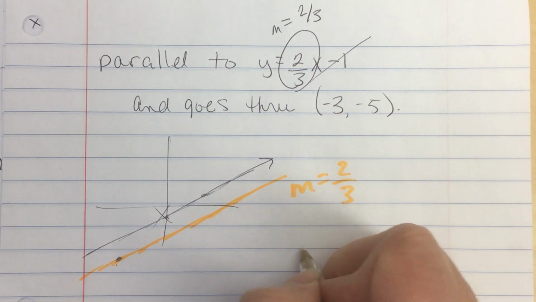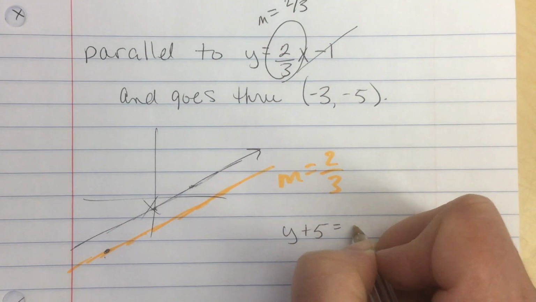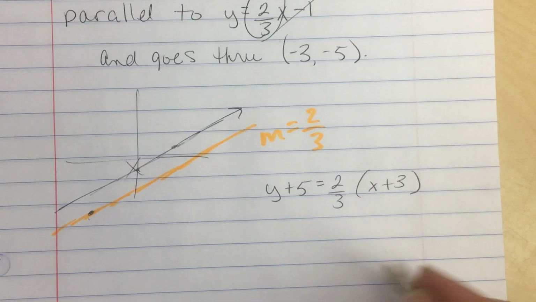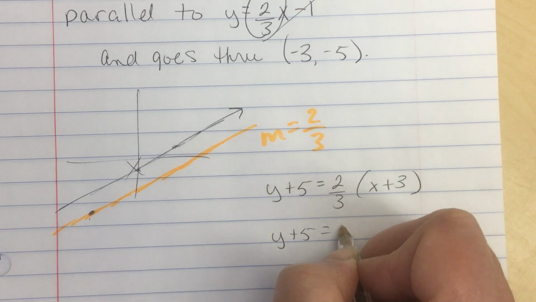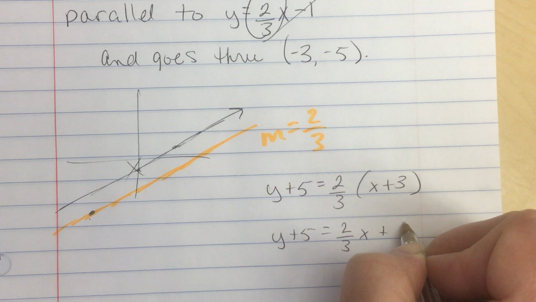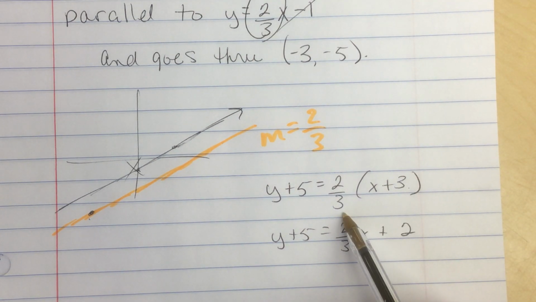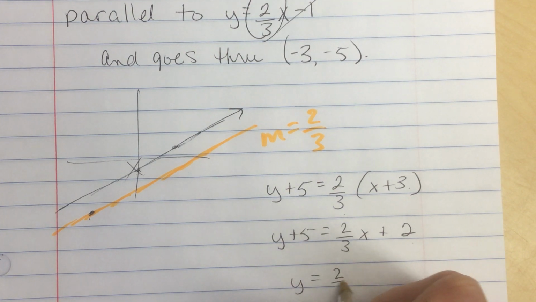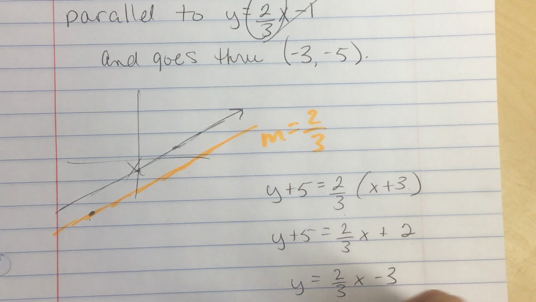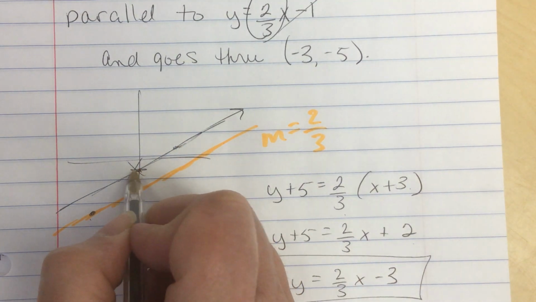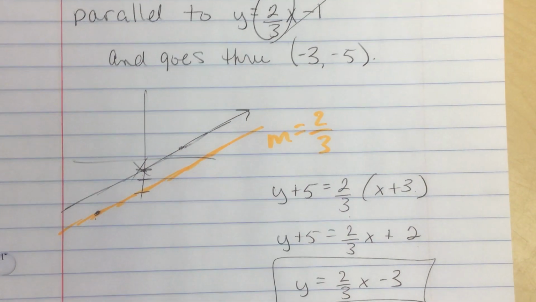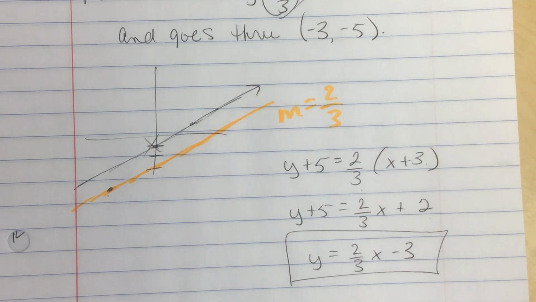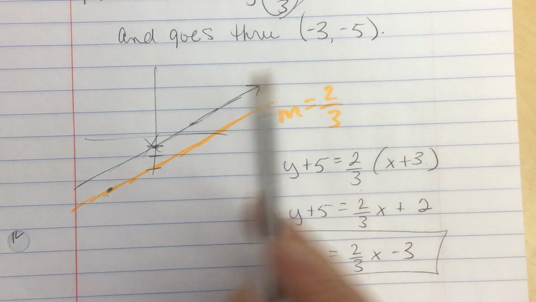So then it's just the same. y plus 5 is equal to 2/3 parentheses x plus 3. So y plus 5 is equal to 2/3 x plus 2, because 3 divided by 3 is 1, 1 times 2 is 2. Subtract 5 from both sides, and you get 2/3 x minus 3. So actually, that's fairly close. That's 1, that might be 2, that might be 3. 2/3 x minus 3 is parallel to 2/3 x minus 1, and this line goes through -3, -5.